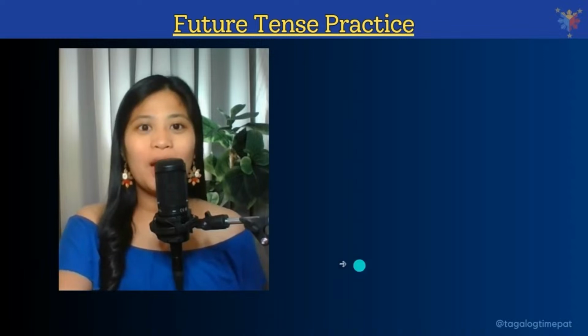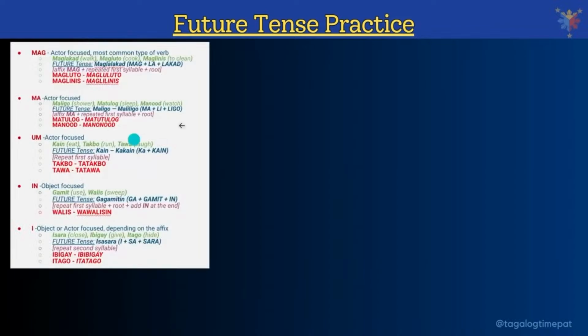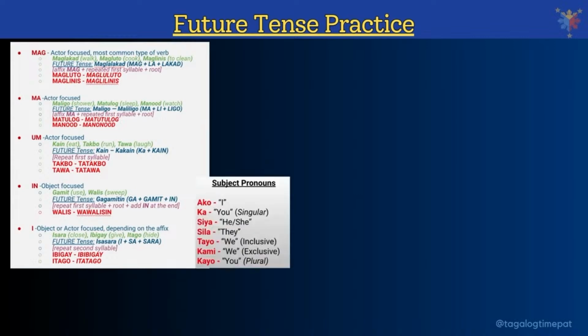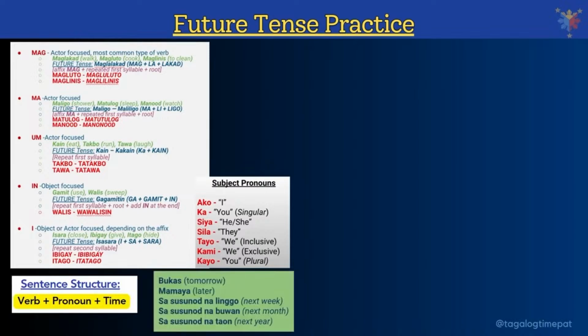Now let's do some practice questions. I'm going to go ahead and turn off my screen again. Now in the top left corner are the future tense conjugation patterns that we learned for all of the verbs. Then are the subject pronouns. And then it's the sentence structure down in the bottom left corner. And now in the green are some vocabulary terms to indicate future tense.